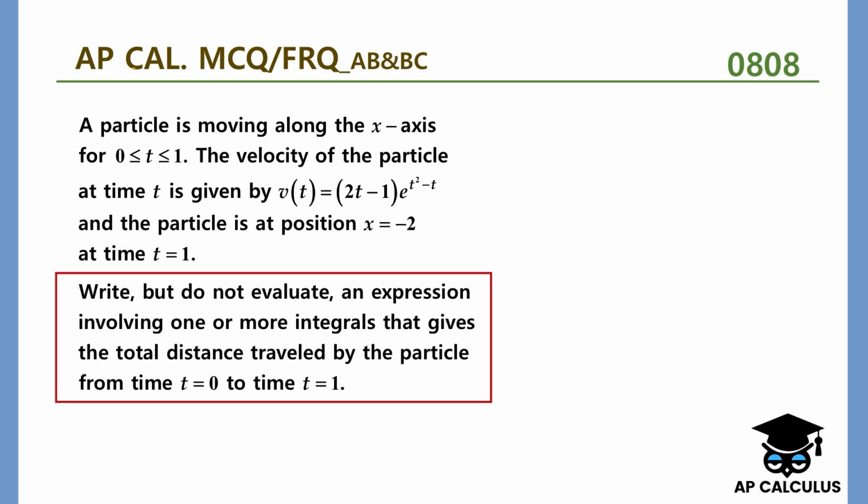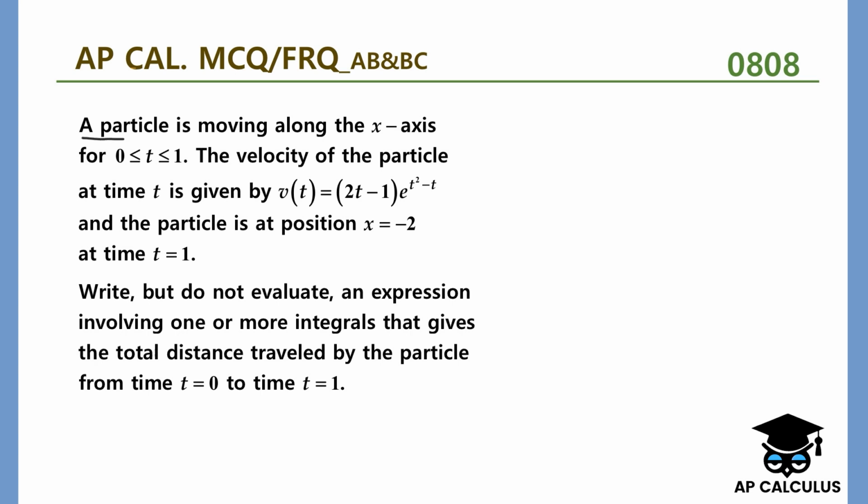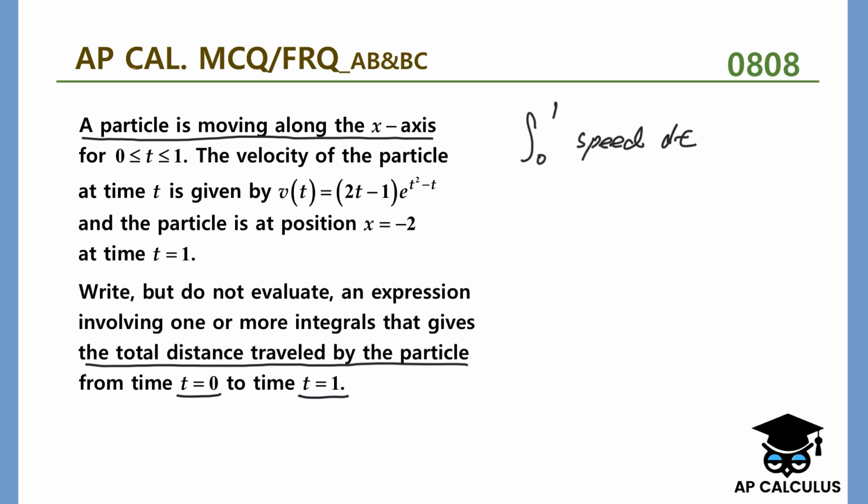Question 808. Write but do not evaluate an expression involving one or more integrals that gives the total distance traveled by the particle from time t equal to 0 to time t equal to 1. When a particle is moving along the x-axis, which is a straight line, the total distance traveled by the particle from t equal to 0 to t equal to 1 is given by the definite integral from 0 to 1 of the speed of the particle dt, right?